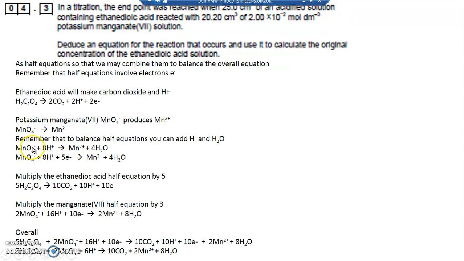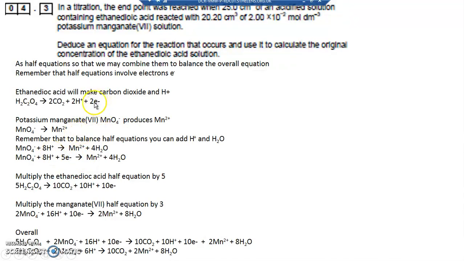Now, let's add up the number of minuses and pluses on the left hand side. I've got 1 minus and 8 pluses, so I've got 7 pluses on the left and 2 pluses on the right. So it doesn't balance. I need 5 electrons on the left hand side because 7 pluses and 5 minuses now equal the 2 pluses on the right hand side. Now, when I add these two together, I'm going to add everything on the left of this equation to everything on the left of the other, and everything on the right to everything on the right, to make one equation. So the problem is that I've got to balance the electrons.